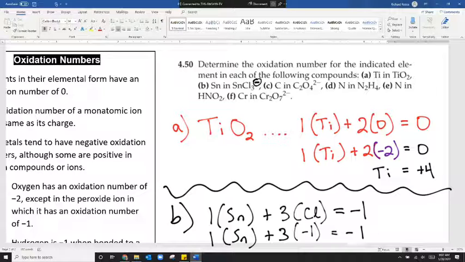All right, so if that has to add up to -1 overall, solve for Sn. And Sydney, what do you get when you solve that for Sn? Thank you, +2. I would have gotten that wrong. +2 is correct there. All right, so Sn, in this case, it's +2.